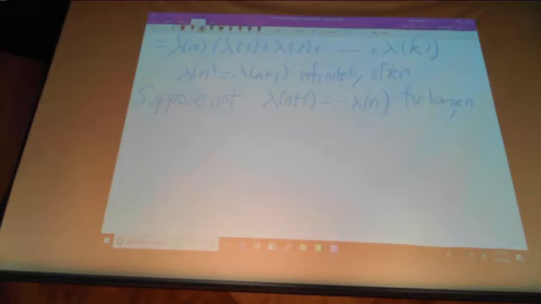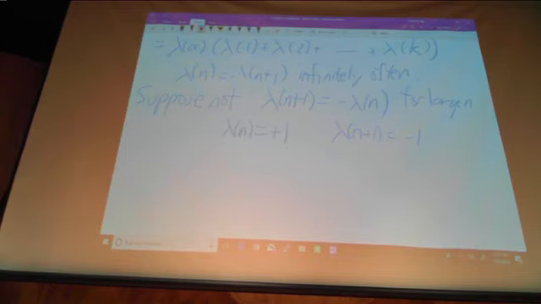Now you can do another Sudoku type thing, a slightly more complicated Sudoku type calculation. Suppose, for example, lambda of n is +1, and then it changes sign. It's -1. But if lambda of n is say +1, then lambda of 2n, because it's multiplicative, and lambda of 2 is -1, lambda of 2n has to be -1. Lambda of 2n has to be the negative of lambda of n, and because lambda of n plus 1 is -1, lambda of 2n plus 2 is +1.